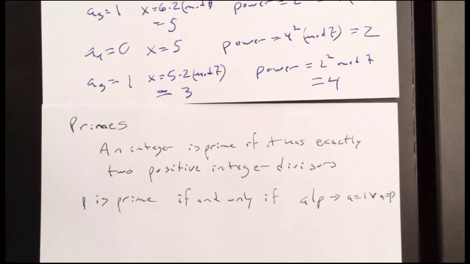Question? No, that's an OR. If A divides P, then A is 1 or A is P. If a number divides 2, it's either 1 or 2. If a number divides 7, it's either 1 or 7. What about 6? Oh, wait a minute. 2 divides 6. 2 is not 1. 2 is not 6.